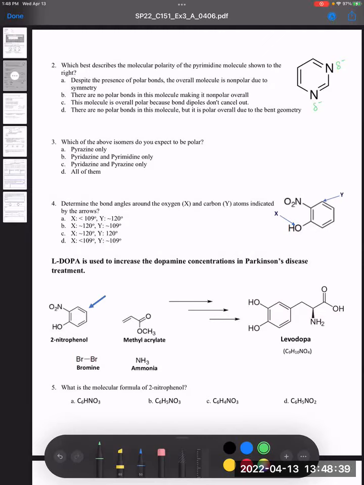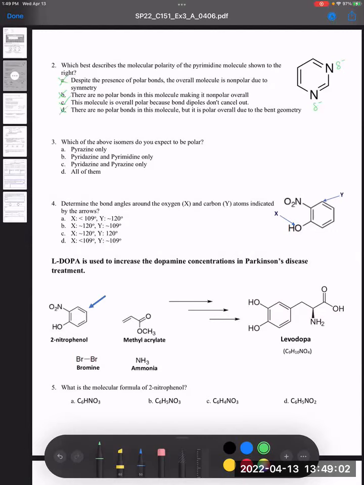So "despite the presence of polar bonds, the overall molecule is non-polar due to symmetry" is not correct. "There are no polar bonds in this molecule" is incorrect. "This molecule is overall polar because bond dipoles don't cancel out" — that is correct. "There are no polar bonds in this molecule" is not correct. Okay.